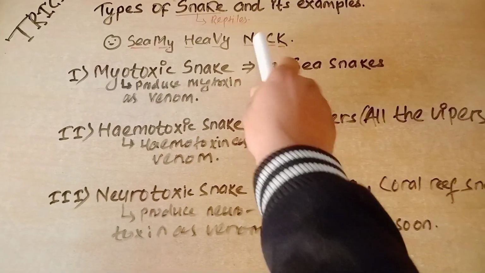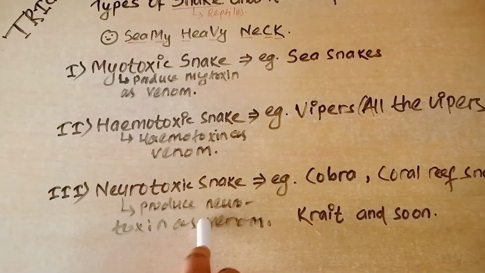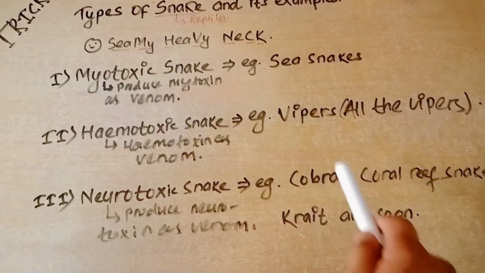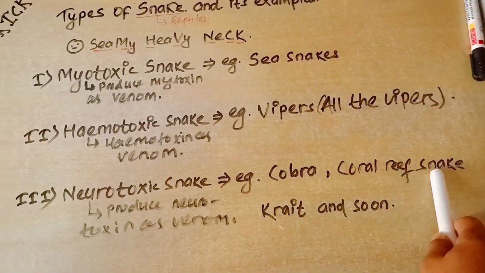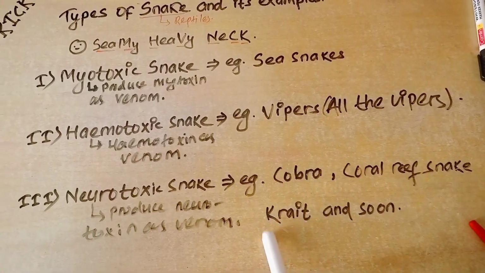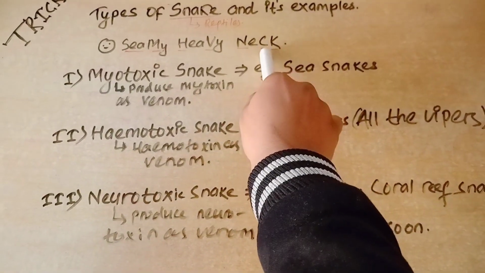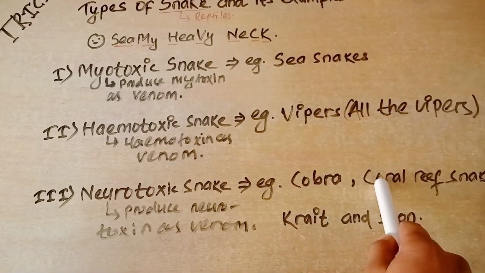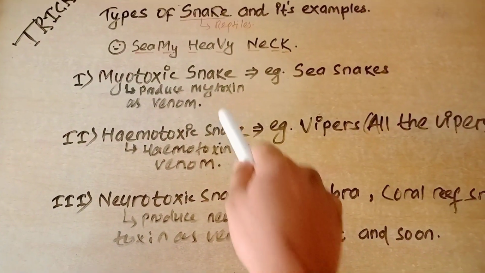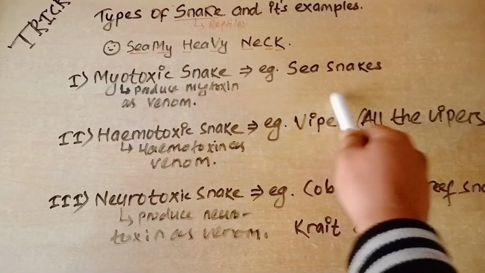And after that we have neck. N is for neurotoxic snake, and C for cobra, and again C for coral reef snake, and K for krait. Cobra, coral reef snake, and krait. NECK, here C is used twice, for cobra and coral reef snake, and then krait. So that covers myotoxic, hemotoxic, neurotoxic, and their examples.